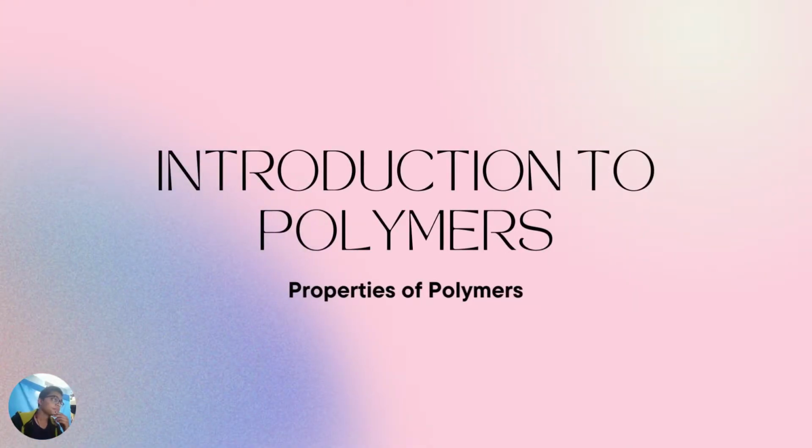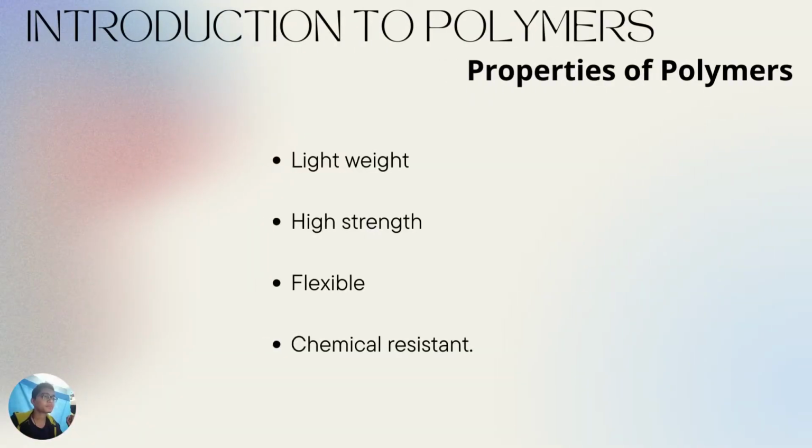Next, introduction to polymers again. Properties of polymers. So what are the properties of polymers which make them a special, what you might say, a special class? Yeah, it's the right word. So the first property, they are lightweight. Second property, they have high strength. Third property, they are very flexible. And fourth property, they are chemically resistant.